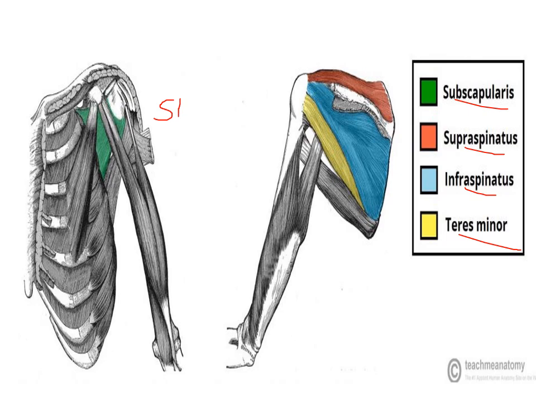SITS is SITS. S stands for supraspinatus or subscapularis, whatever you want to use. I stands for infraspinatus, T stands for teres minor, then the last S there stands for subscapularis or supraspinatus, however you want to arrange them.